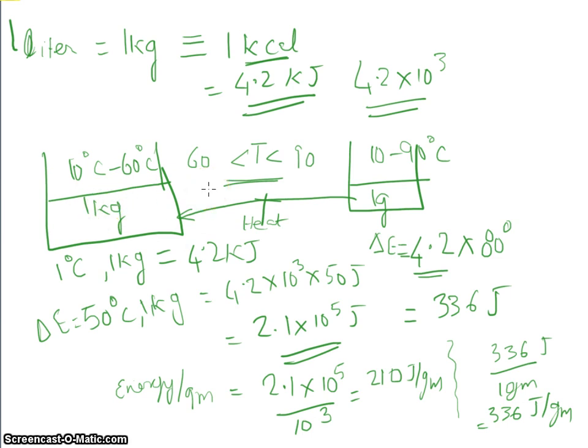And that's the reason why the heat is flowing from a lower net energy, which is 336, overall energy, to a body with overall higher energy, which is 2.1 into 10 power 5, because average internal energy is lesser in this case, and in this case average internal energy is higher.